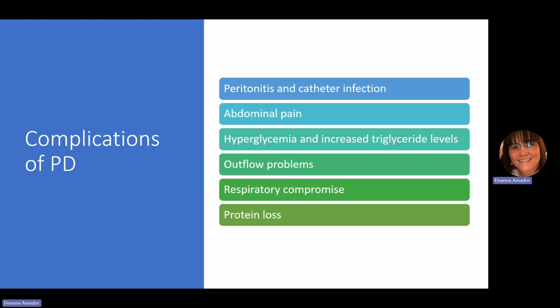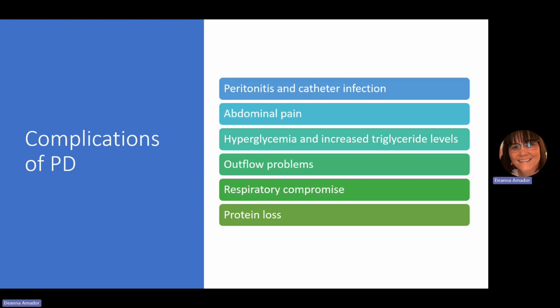Complications of peritoneal dialysis. You can have peritonitis or an infection there, and catheter infection, an infection of your peritoneal cavity. Abdominal pain. You could also have hyperglycemia or increased triglyceride levels. With the peritonitis and the catheter infection, we would watch for confusion or fever, and redness or swelling at the site where that catheter is. If you had cloudy drainage come out of there, that could be an indicator of peritonitis.